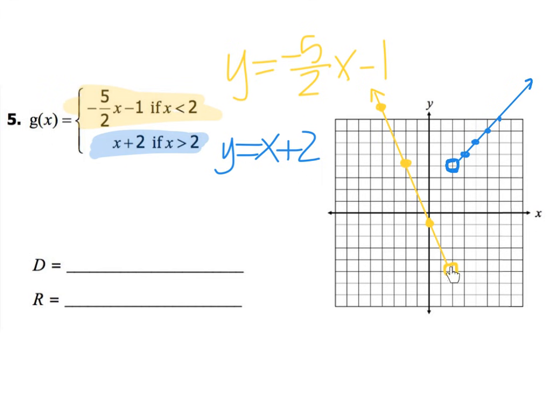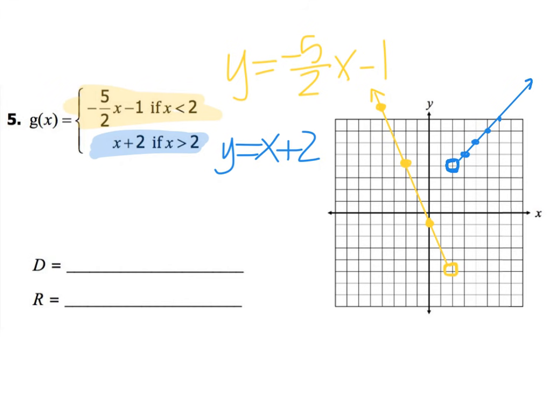When x is less than 2, it's the yellow one. When x is greater than 2, it's the blue one. And we've got our two different pieces of our piecewise function. Now our domain. Domain, we look from left to right. We look at our x-axis. So it is our graph going to the left and right forever. This arrow tells us it's going to the left forever. This arrow tells us it's going to the right forever. However, when we get to x equals 2, we've got an open circle down here and an open circle up here. So neither of our graphs are including x equals 2.